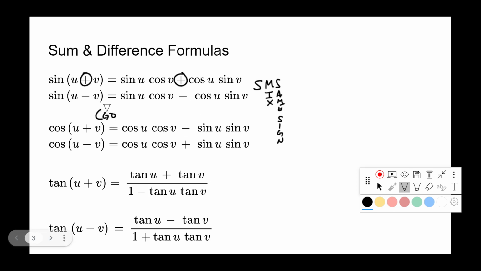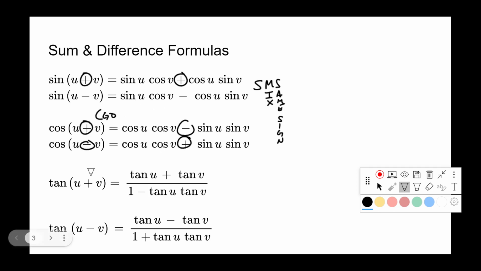All right, for cosine, we use CGO. For cosine, you group the trig functions together. So group cosine with cosine, sine with sine, and use the opposite sign of the original. So cosine of u plus v, you use minus in the middle. And for u minus v, you use plus in the middle. Okay? So that's how you would remember cosine.